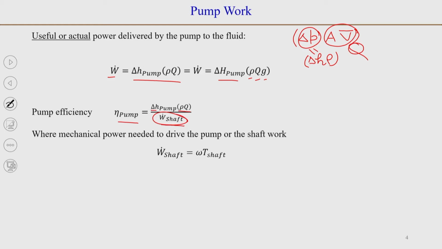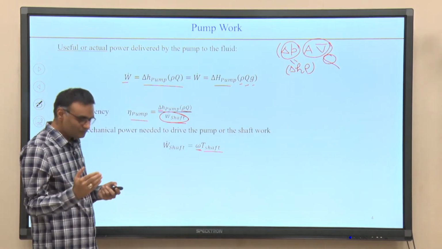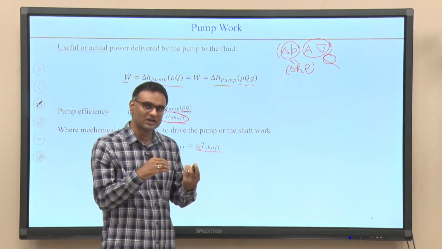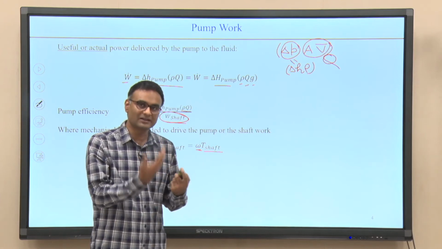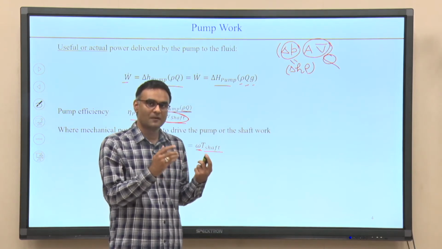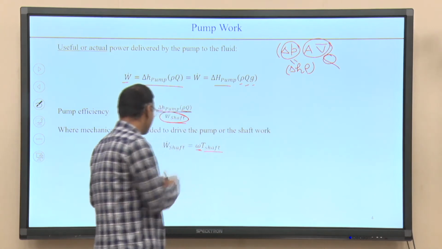So, we can calculate it by multiplication of the torque that is being applied on the shaft and omega, which is the angular speed or angular frequency at which it is rotating, in radians per second. So, that is my shaft work. Now, again, this shaft is being provided energy from an electrical motor. So, then there will be another efficiency, the efficiency of the motor, that is, what fraction of electrical energy is being converted to this mechanical work.